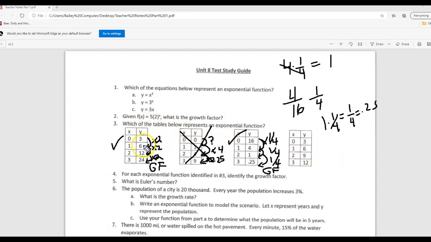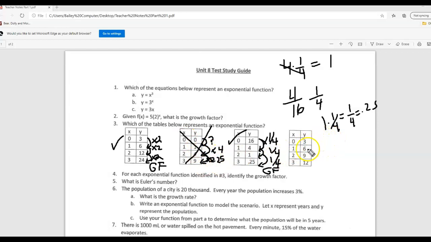So basically, if you do the second y divided by the first, and then the third y divided by the second, and then the fourth y divided by the third, and you keep getting the same number every time, then that's a consistent growth factor that indicates you're dealing with an exponential function. But if you do division and you don't end up with a consistent outcome there, that's not an exponential.